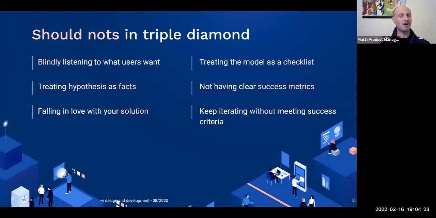We did fall in love with the solution, and thus we treated hypotheses as facts. Once you're in love, some things just go easier towards you. A lot of stuff you're told, you just take as fact, because yes, this is an amazing solution. Yes, we heard it from the customer, so it's not even an assumption. We love it, so it's a fact. As I said, we also treated parts of the model as a checklist.